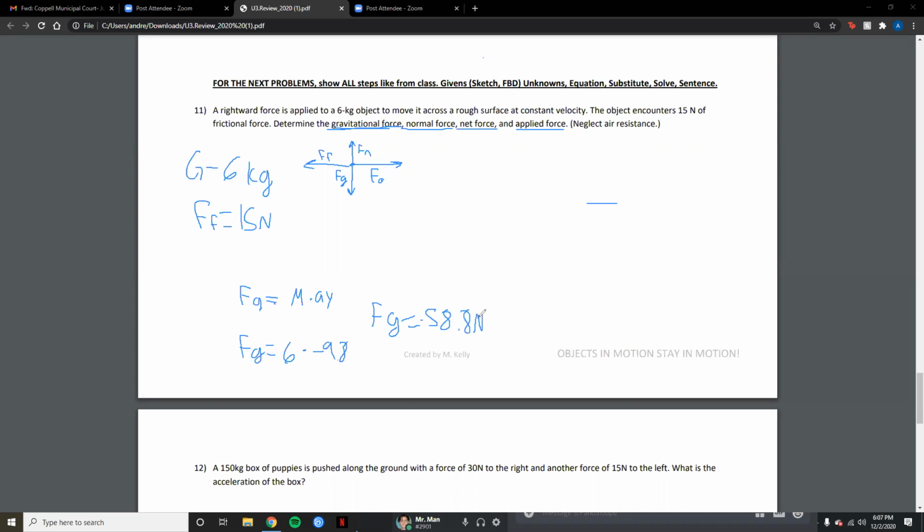Well, because it's weight, wouldn't it just be positive 58.8? Yeah, it would just be positive. Yeah, F of G is, yeah.